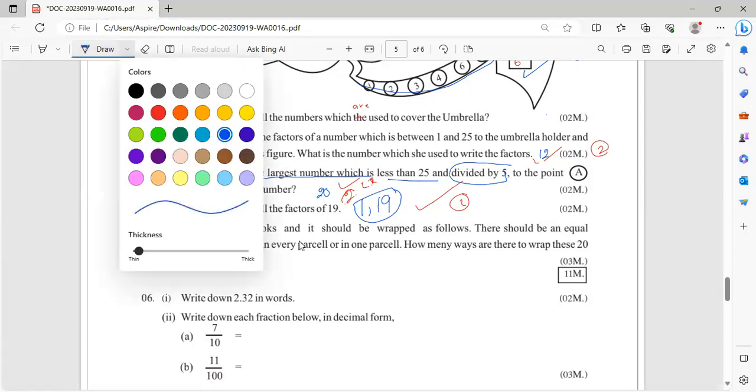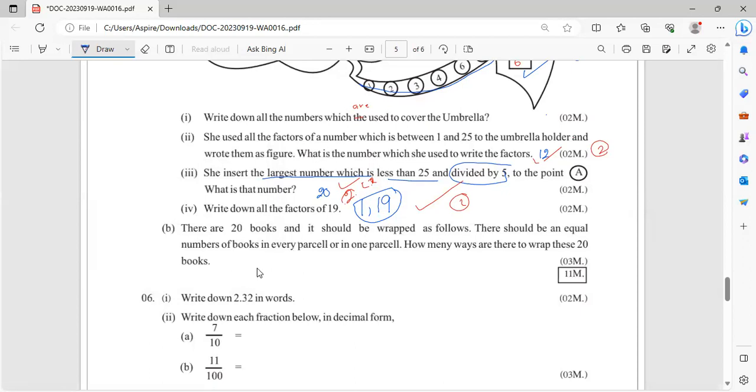එක පාර්සල් එකක් හරි එහෙම නැත්නම් පාර්සල් කිහිපයක සමාන තියෙන්න ඕනෙලු. අපිට පුළුවන් එක ගානේ දාන්නනේ. එක ගානේ දාලා පාර්සල් කීයක් හදන්න පුළුවන්ද? 20ක් හදා ගන්න පුළුවන්. සමානව පොත් දෙක ගානේ දාන්න පුළුවන්. සමානව පොත් 4 ගානේ දාලා පාර්සල් 5ක් හදා ගන්න පුළුවන්. 5 ගානේ දාලා පාර්සල් 4ක් හදන්න පුළුවන්. 10 ගානේ දාලා පාර්සල් 2ක්, 20 ගානේ දාලා පාර්සල් එකක් හදන්න පුළුවන්.